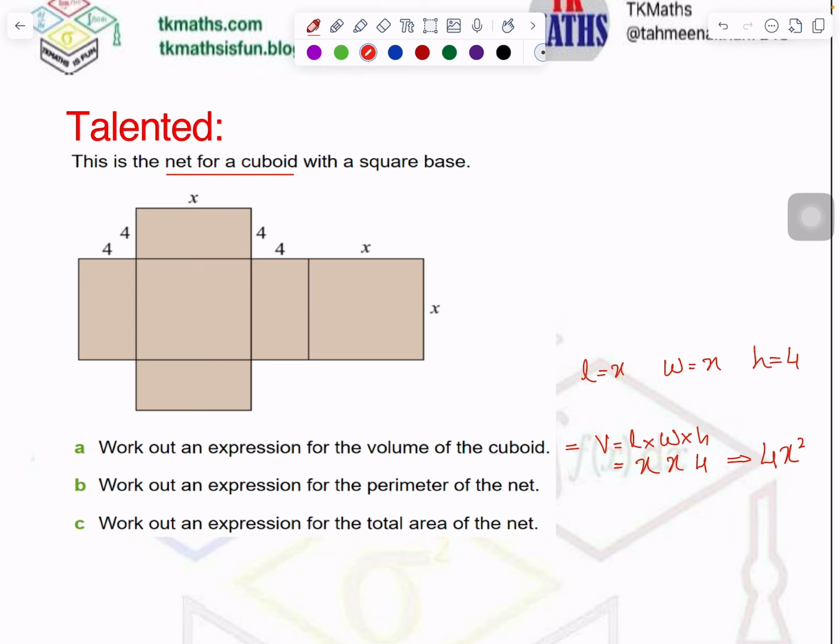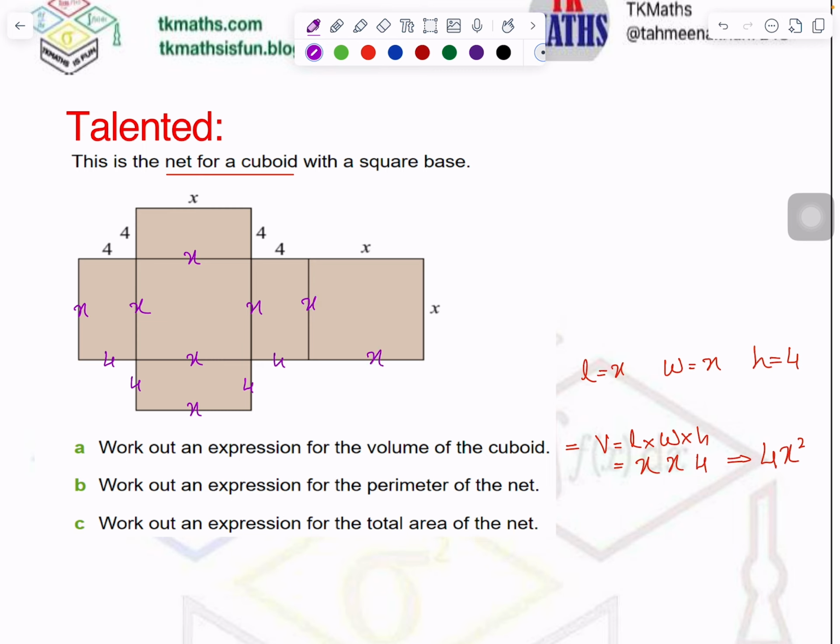Then it is saying work out an expression for the perimeter of the net. Now you must know perimeter of the net, because it is a cuboid, is the addition of all the edges. Now what are the edges here? So if you see here, these all solid lines are edges. So I'm writing along so that we can just add up at the end. It will not be a problem. This is x, 4. You can do it mentally also. Just to make the work easy, understandable, I'm writing it, right?